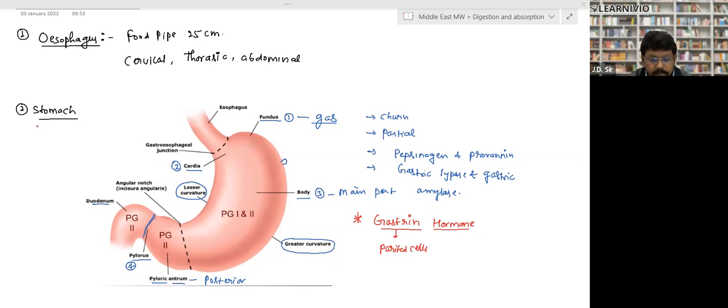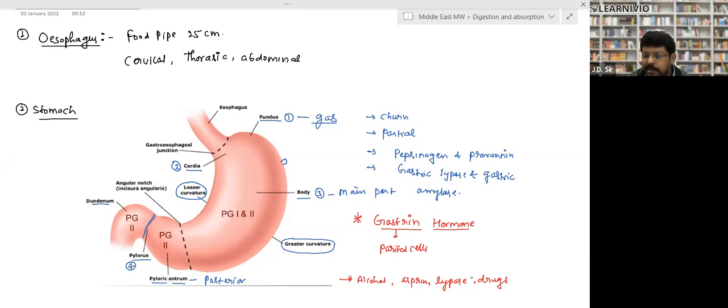The last point: alcohol, aspirin, lipid-soluble drugs, and a moderate amount of sugar are absorbed by the stomach.